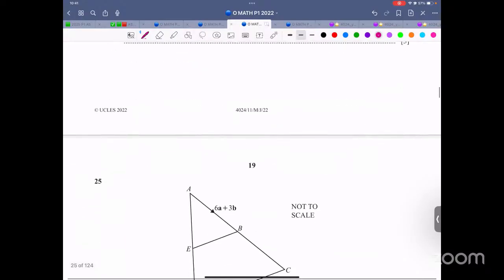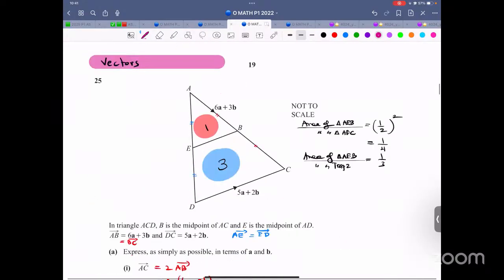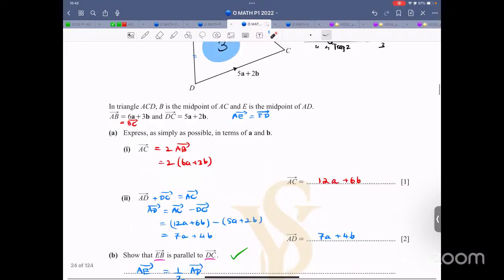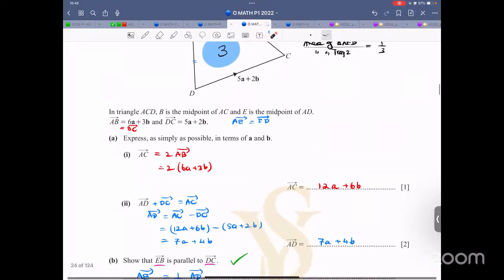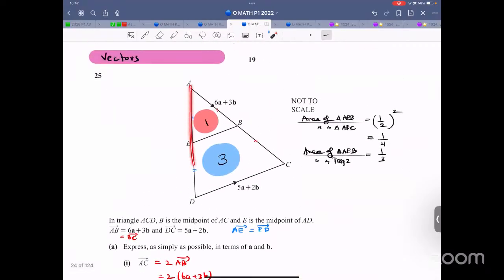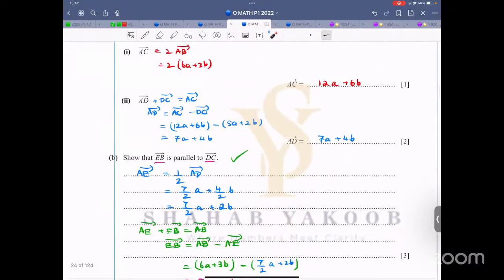So let's get started. First of all, AB and BC are the same. So therefore, AC is 2 times AB, 2 times this much, that is 12A plus 6B. AD plus DC is AC. Therefore, AD is AC minus DC, which is 7A plus B.